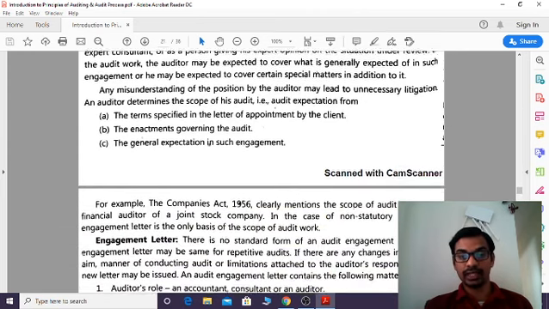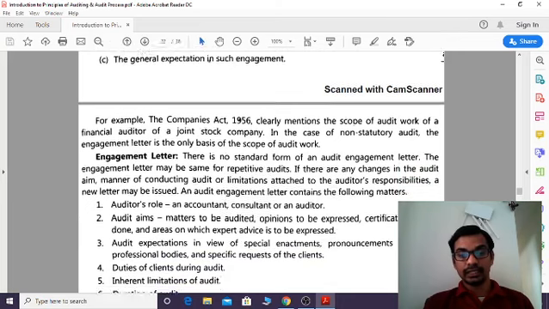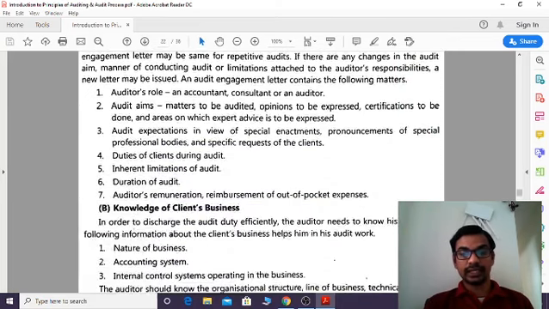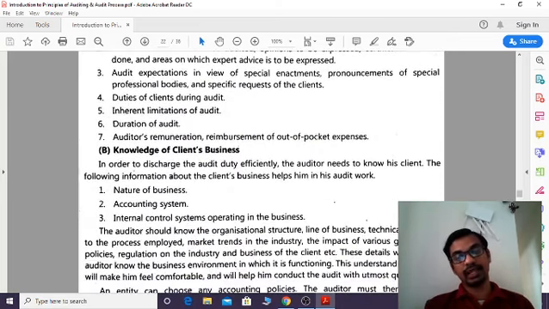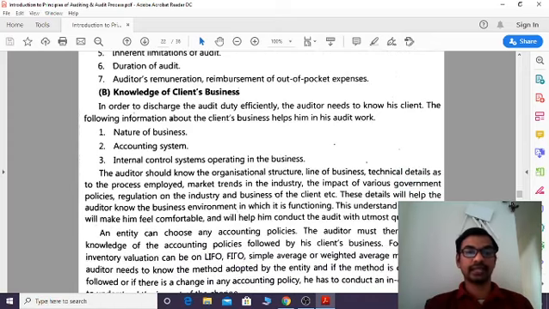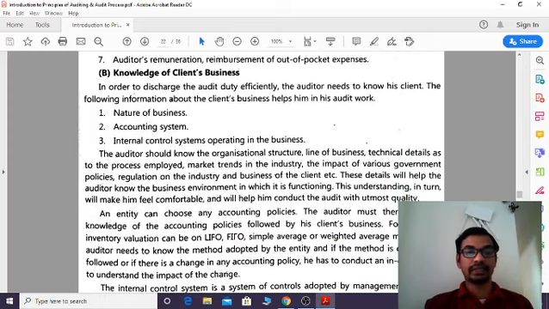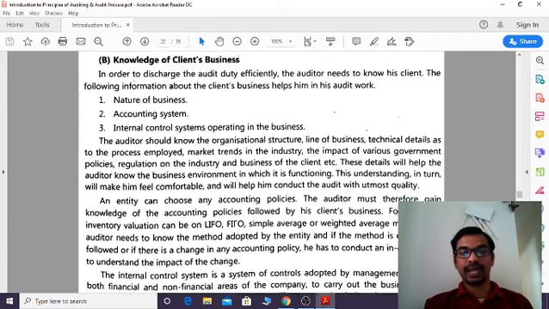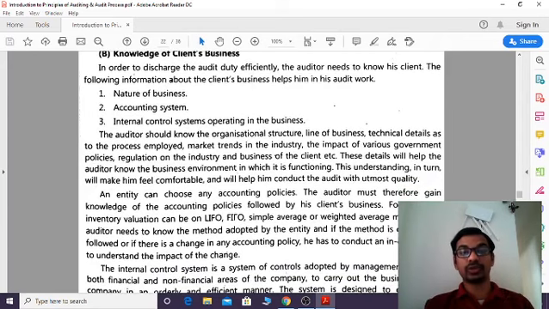So under the audit plan, the first thing considered is the scope of audit. The next thing the auditor has to consider is knowledge of client business. In order to discharge the audit duty efficiently, the auditor needs to know his client in detail. The following information about the client business helps him in his audit work. When the auditor is formulating the plan for conducting the audit, he has to gather sufficient knowledge about the client business.